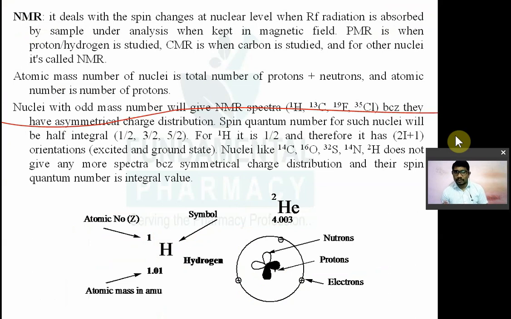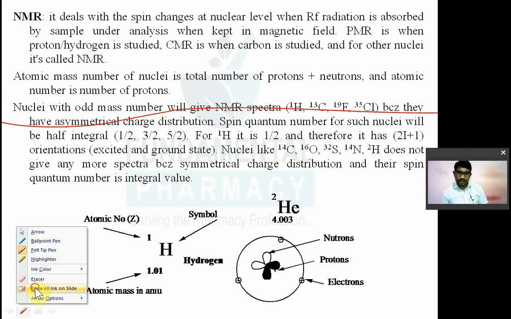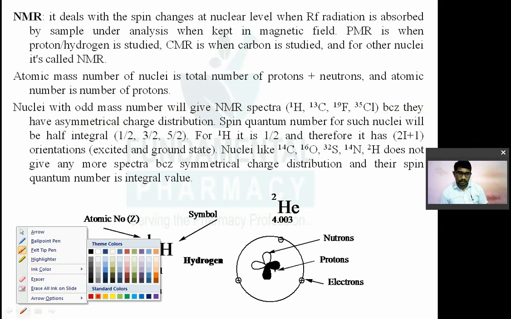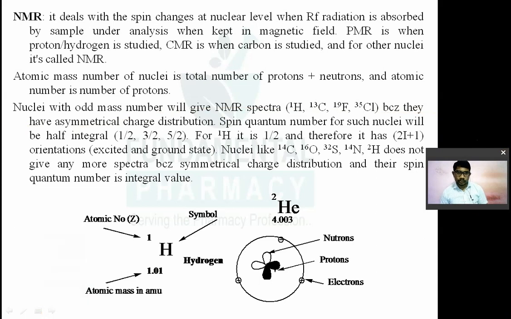Nuclei having odd mass number will give you an NMR spectrum. So only those nuclei which have an odd mass number will give you NMR spectra. For example, nuclei like hydrogen 1, carbon 13, fluorine 19 and chlorine 35. There are some others also. Only these will give you NMR spectra. This is important, this is the basis for NMR: nuclei with odd mass number will give you NMR spectra.